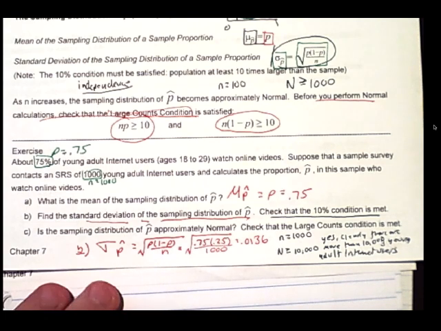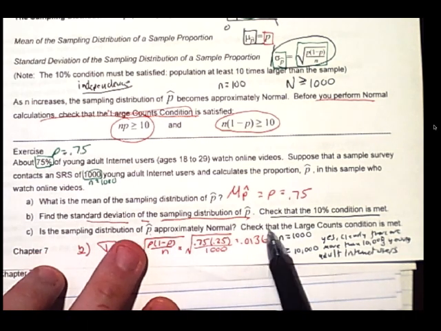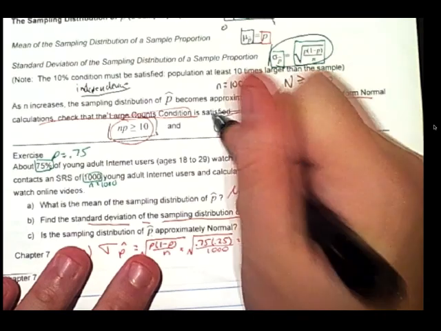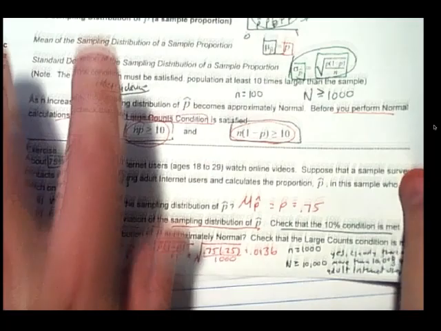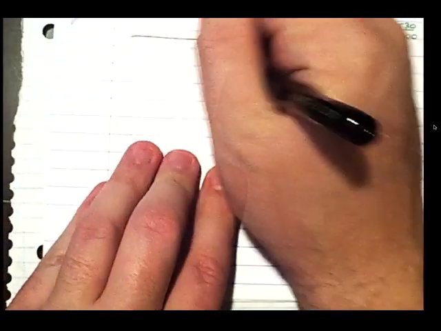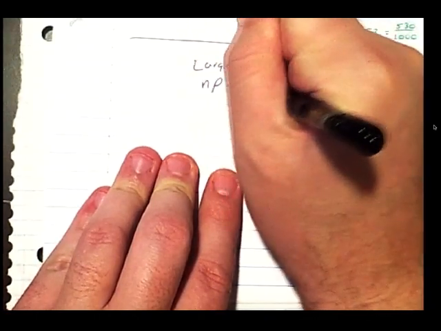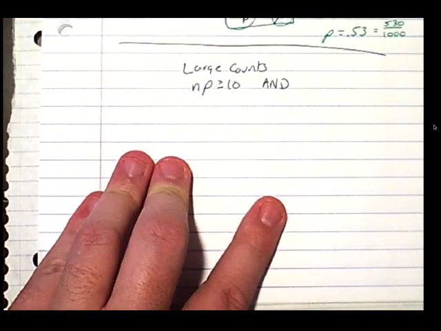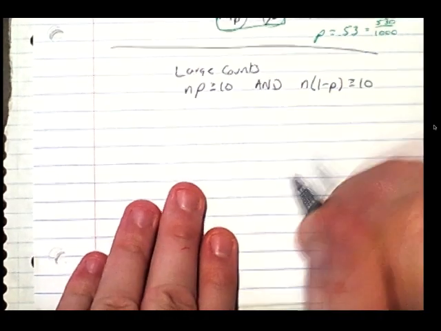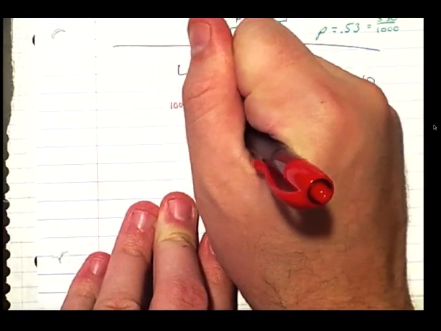In part C, it says, is the sampling distribution of p hat approximately normal? Check that the large counts condition is met. That's these two things. So let's check that. I'll just do that on a piece of paper. To do the large counts condition, we need to make sure n times rho is greater than or equal to 10, and the word "and" is important, and n times 1 minus rho is greater than or equal to 10. Well, our n is 1,000, and our rho is 0.75.